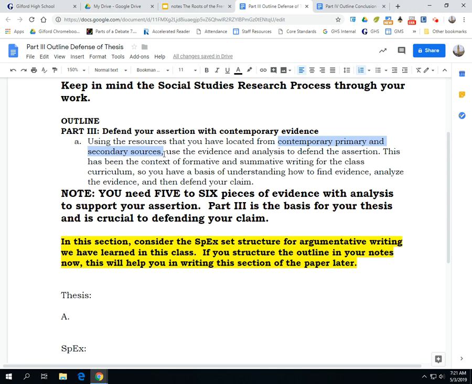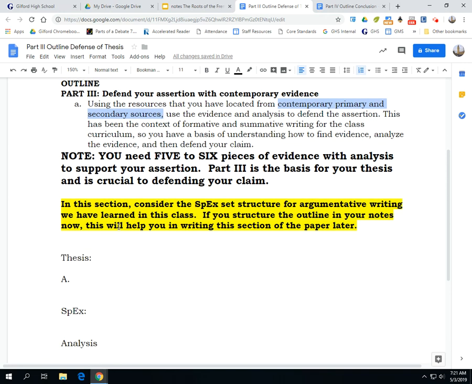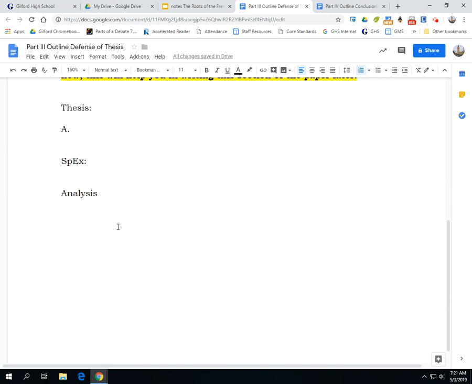How did so and so come to that conclusion? What evidence did they have that made them come to that supposition? And that's what you would need to include in this paper. Once you've done that, what I would suggest you do as you work on part 3 is actually set up an outline. Start with your thesis and restate the assertion that you're putting at the end of part 2, and then set up your outline like you've learned how to do in this class.